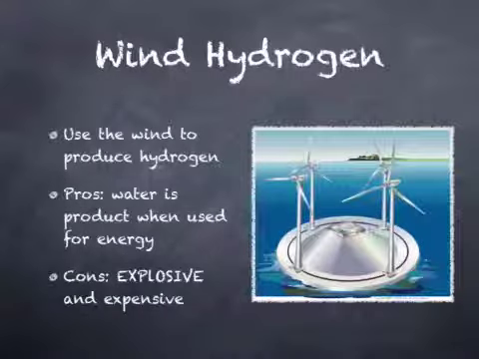Wind hydrogen. Wind hydrogen is where energy from windmills is used to separate the hydrogen molecules from the oxygen molecules in water. We chose wind hydrogen because hydrogen's product when burned is water, which is better than products from gasoline, but hydrogen is very expensive and extremely explosive.